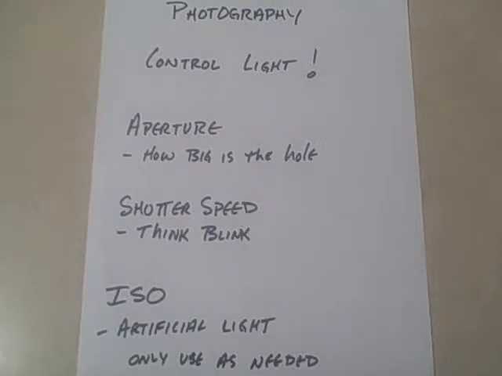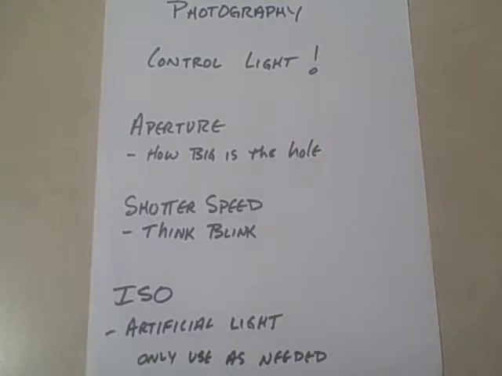That hole is variable. It can be really, really small, like when you squint your eyes in bright sunshine, or it can be wide open, like your pupils are dilated in a dark room. Then there's shutter speed. And shutter speed, just think about blinking your eyes and how long you keep them open before you close them again.